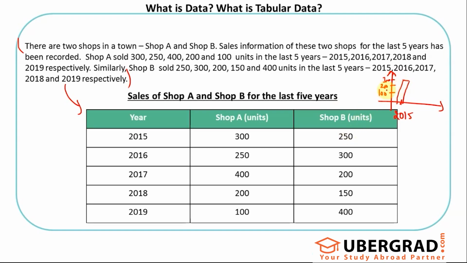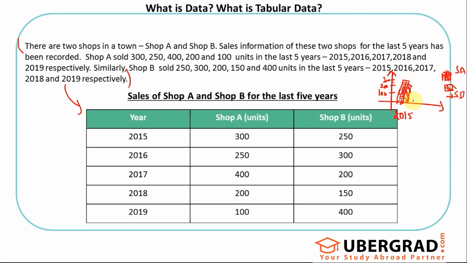What about shop B? 250, right? Between 200 and 250, so it will be somewhere here. For the same year, if I want to put it in the same graph, I'll put it at an adjacent level like this, just to differentiate which one I am referring to. Let's say this pattern of checks is for shop A and these diagonal lines are for shop B.